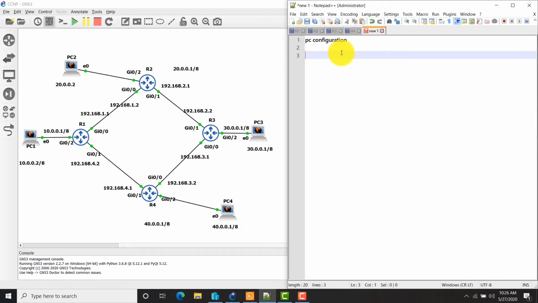Since the PCs are running Ubuntu, I must use Linux commands to configure the IP address and the gateway. Here my first PC's IP address is 10.0.0.2 and the gateway is 10.0.0.1, and the second PC is 20, the third is 30 and the fourth PC is 40.